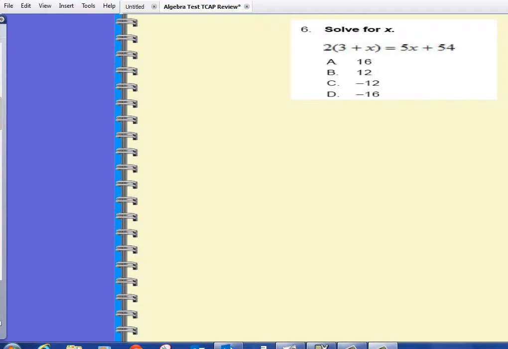This is question 6 of the Algebra TCAP review test. Let's look at this one, we're just solving for x. Really no difference than the other ones. We're going to use the distributive property.